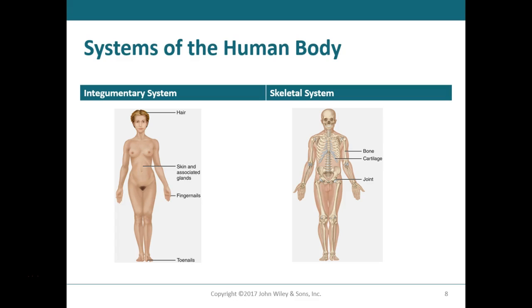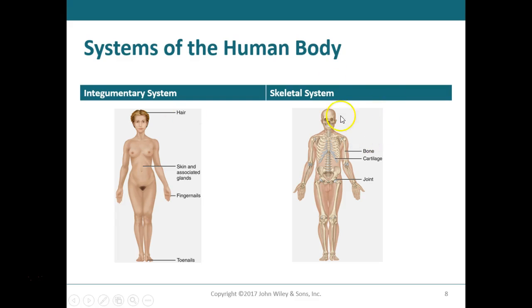So on the next slide here, you see just a representation of each of the two systems we just talked about. So the integumentary system, of course, the outer covering of the skin, the fingernails and the toenails and the hair. And what you can't see on this, of course, are the small little glands and nerve receptors that are a part of the skin.